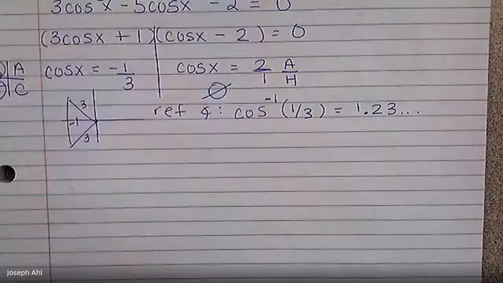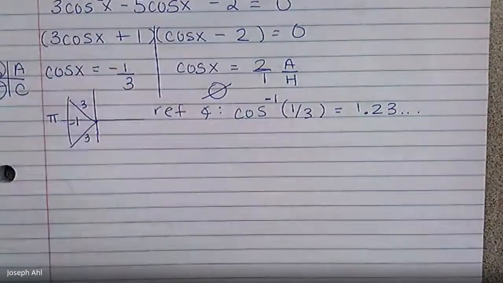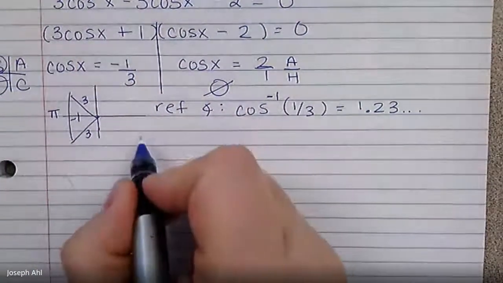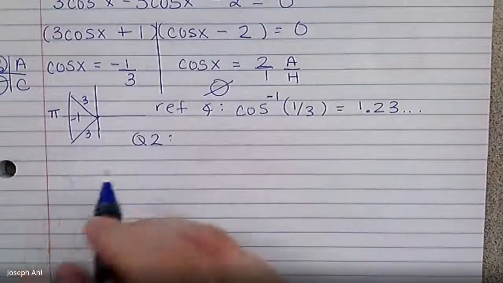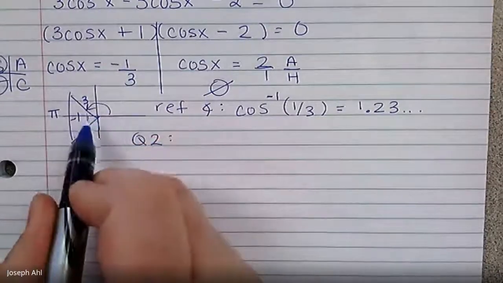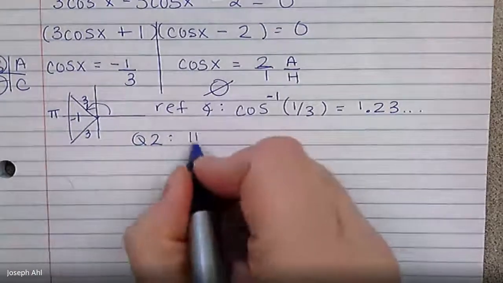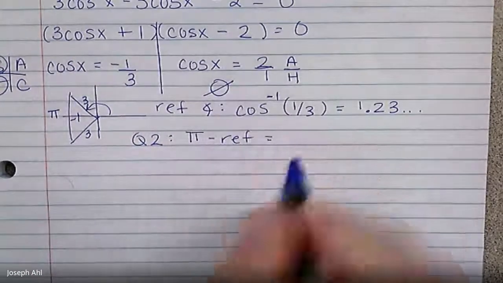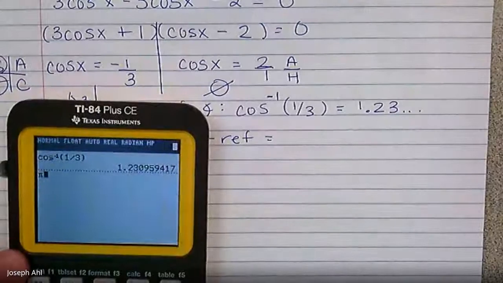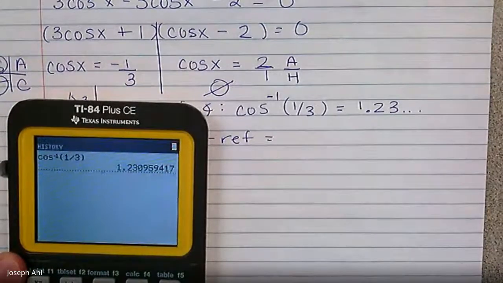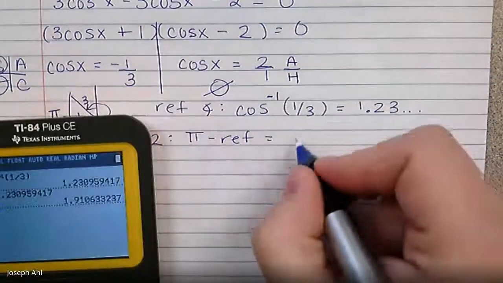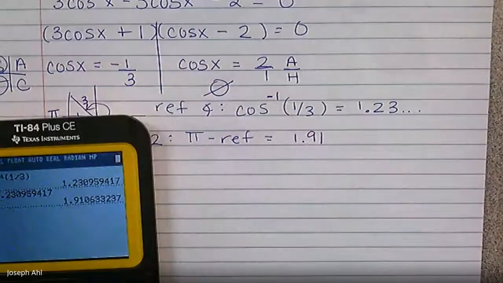So as a reminder, if halfway around is pi, how do I get the answer if I'm in quadrant 2? Well, in quadrant 2, to get this angle, it's pi minus the reference of 1.23. So pi minus the reference angle. Let's say pi minus that 1.23 is 1.91. That is one of the answers.